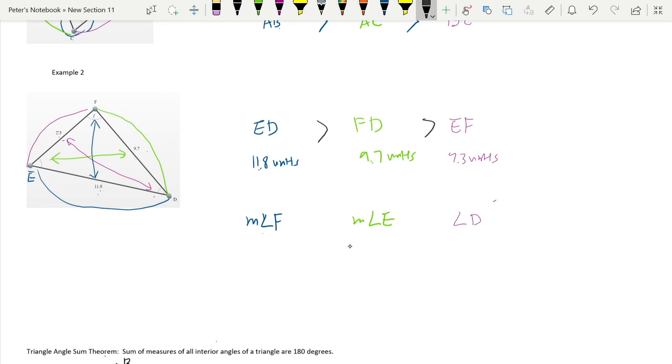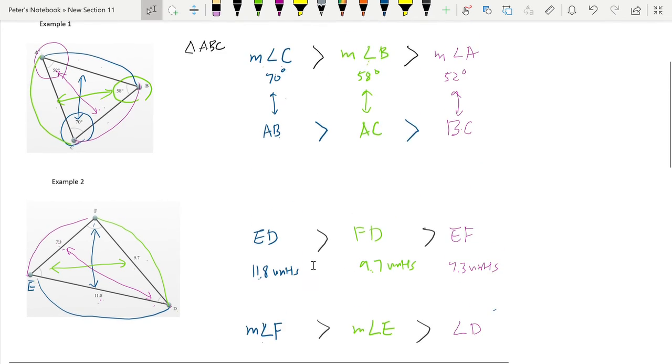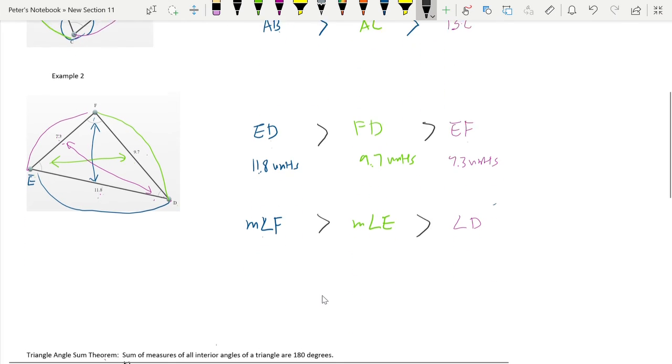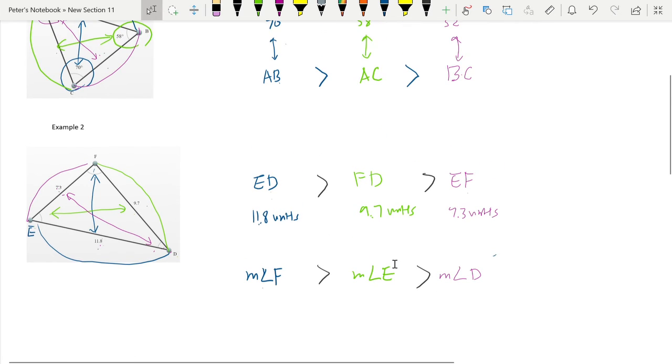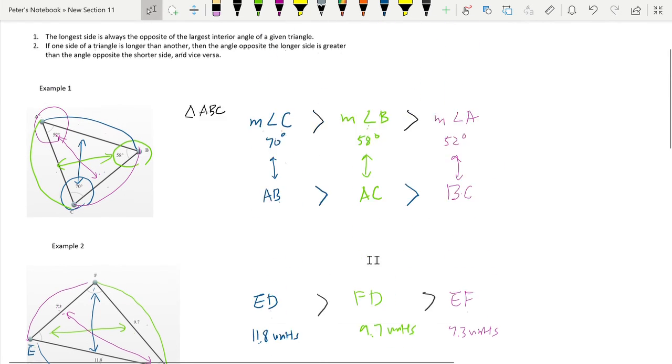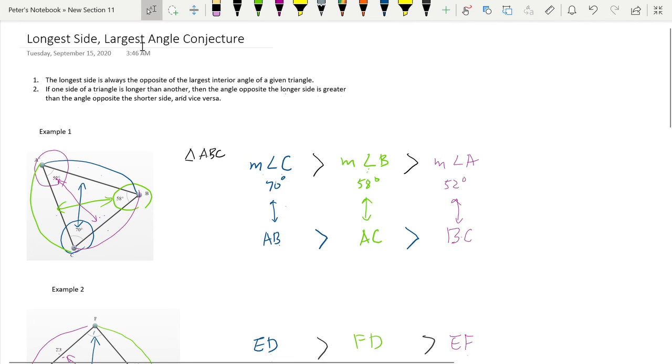Do I know the measures of the angles? I don't. But based on the descending order of the sides here, right? ED is the longest and then EF is shortest. I can see that my largest angle will be F, and smallest angle will be D. Oh, here I forgot to write down the measure. So measure of angle D. Right. So that's pretty much it for the longest side and largest angle conjecture.